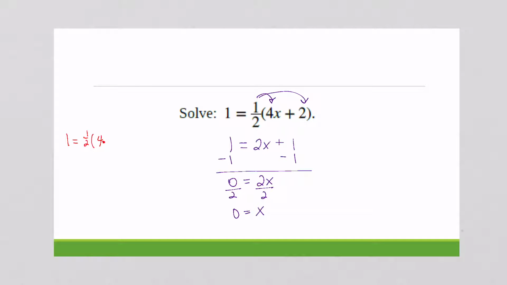That's a multiplication sign. 4 times 0 plus 2. So 1 is hopefully equal to 4 times 0 is 0. 0 plus 2 is 2. Half of 2 is 1. So x does equal 0.